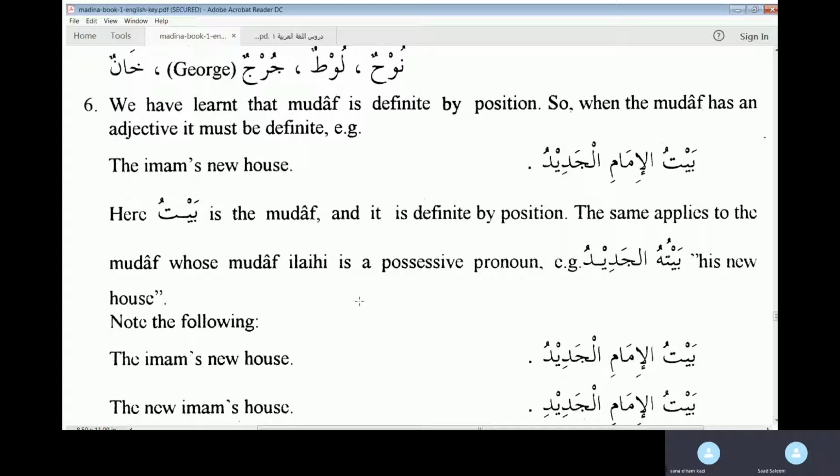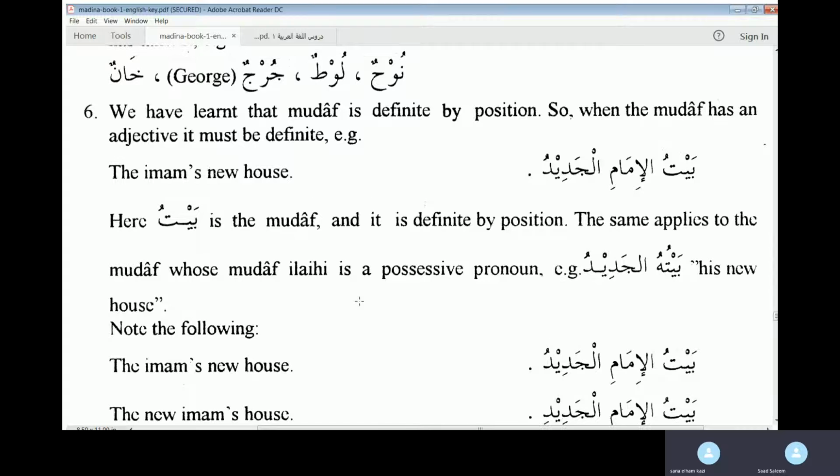The same applies to mudaf ilayhi, a possessive pronoun. Baytuhul jadidu, his new house. Did you understand this point? No, I didn't.